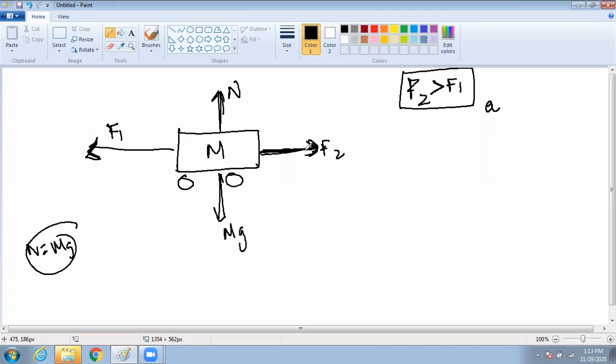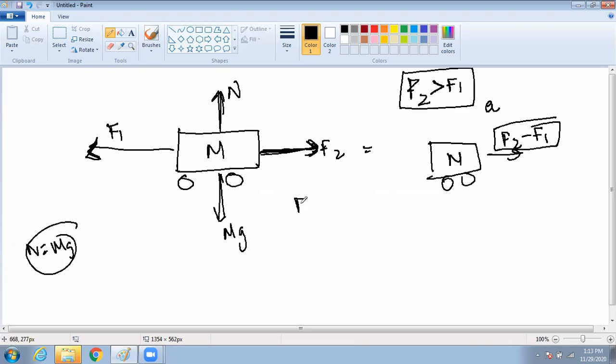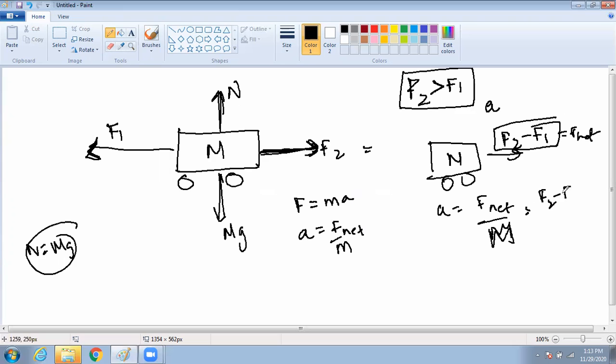What is the net force? The body will move in the direction of the larger force. How much? F2 minus F1. Yes or no? And you know F is equal to ma, so a is equal to F by m. Here the F is F net. So your a will be F net divided by capital M, because capital M is the mass. What is F net? F2 minus F1. So a equals (F2 minus F1) by M. This is the expression. Clear?